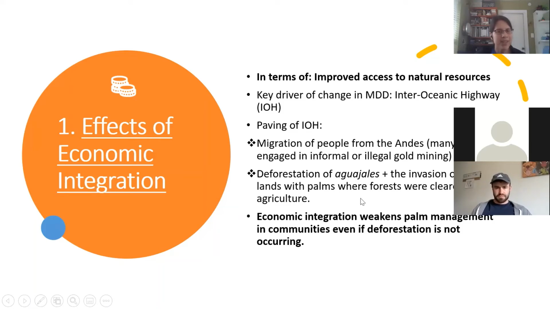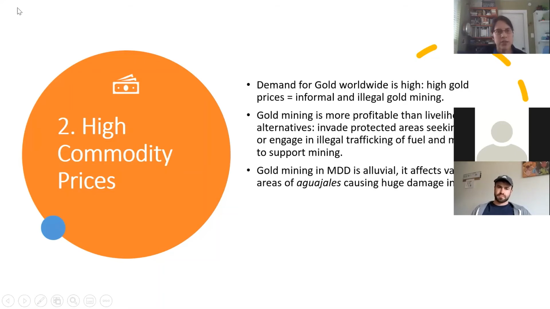So economic integration in general weakens or undermines palm management in communities, even if deforestation is not occurring. For example, several indigenous communities are abandoning traditional palm management because they want to move to cities to have access to better education and better economic alternatives. The second explanation, so supposedly we have to mention just two, but I wanted to give you a brief view of all the explanations we found in this case.